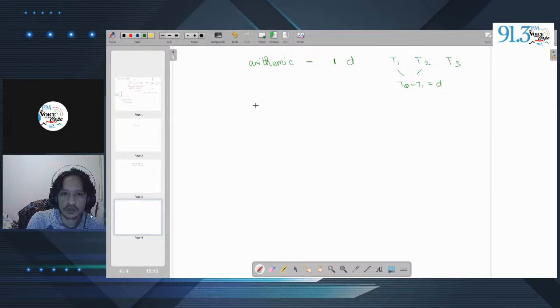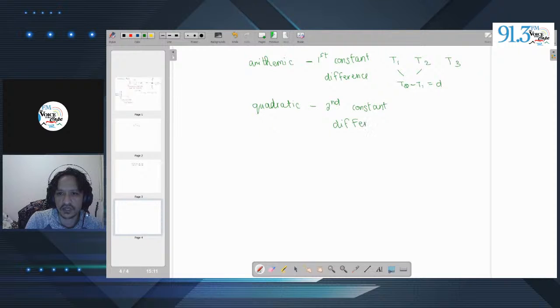In a quadratic sequence, we'll have a second difference. That just means that after we find the first difference, we have to subtract the first differences because we'll find that the value is not constant, and then we'll end up having a second difference. So what I should say here is that for an arithmetic sequence we have a first constant difference, and for a quadratic sequence, we'll have a second constant difference. Constant meaning that it's the same value repeated over and over again.